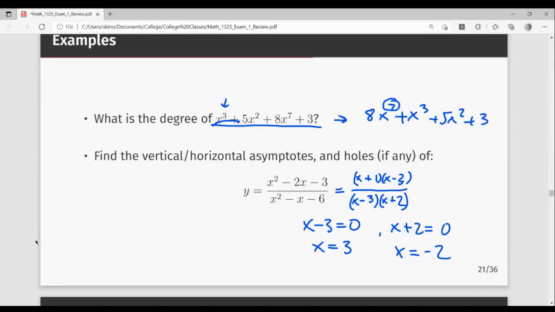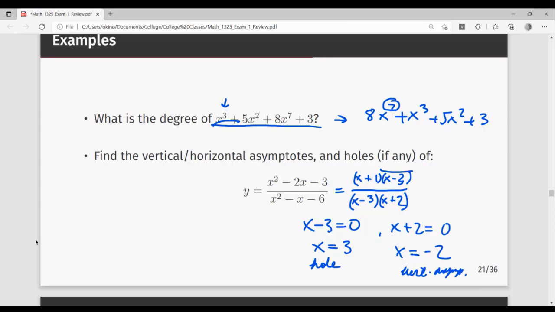So with this, let's check if it makes any of our numerators equal to 0. Well, if we plug x equals 3 into our numerator, we see that it'll make this factor 0. So this is not a vertical asymptote, it's a hole. And then for x equals -2, if we plug that into our numerator, we don't get 0. So this is a vertical asymptote.